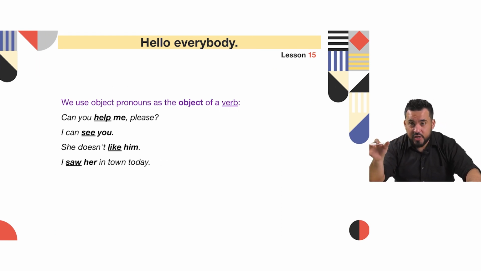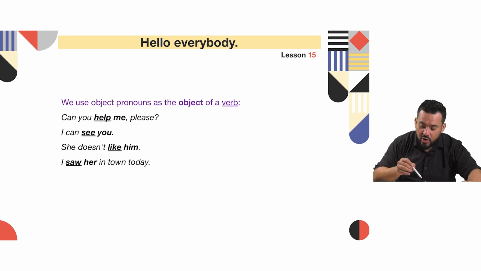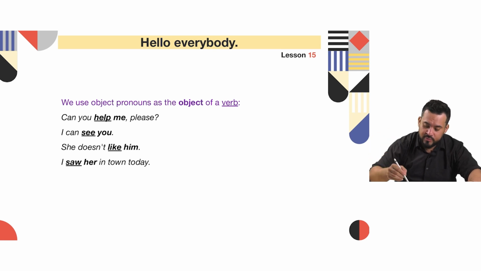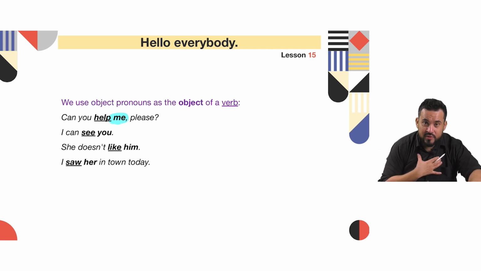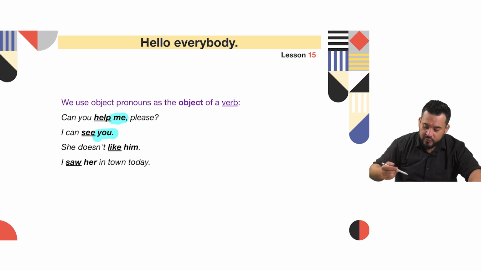Now, if we are talking about object pronouns, we will see that in this case, the verb will be underlined, and we will use the pronoun to replace the object and not the subject. Let's take a look. Can you help me? It means the help is being requested for me, the object. I can see you. You are the object of the seeing.